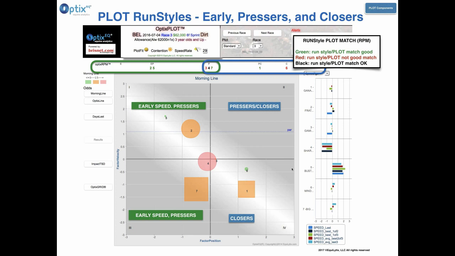So if you look in this case, the 3 and the 6 are mismatches, because the 6 is a closer and he's a small circle in quadrant 4. So he needs to come from behind, but he lacks the late pace relative to this field. And then the 3 is similar, right? He's a presser. It looks like he's on the edge, okay? But again, he's a circle in quadrant 4. So that's a negative. So in this race, the 3 and the 6 look negative in terms of matching up their run styles with the way they're plotting.